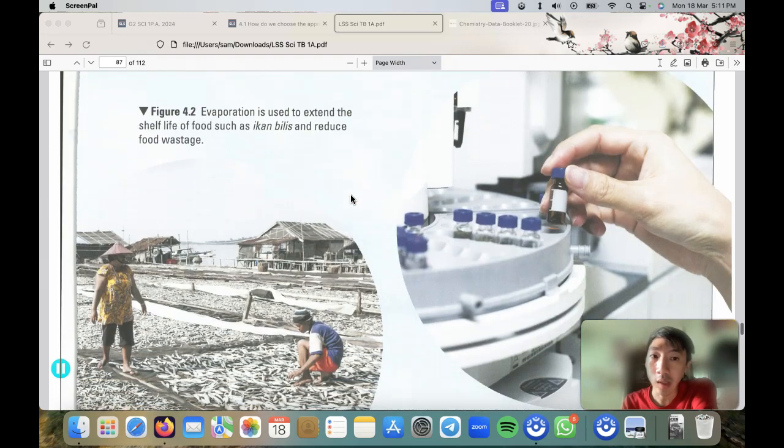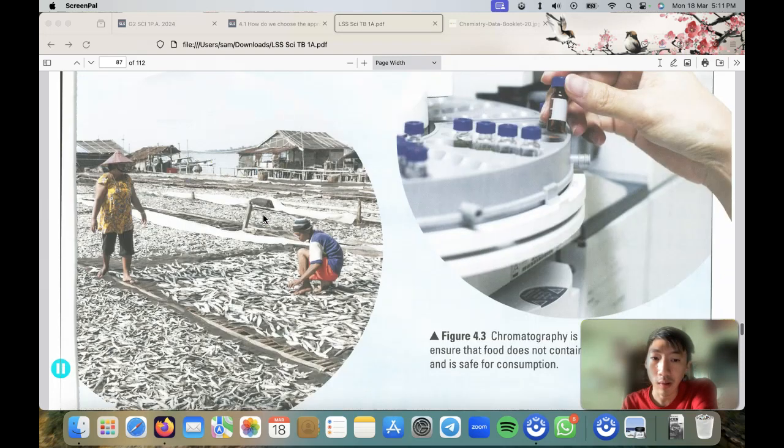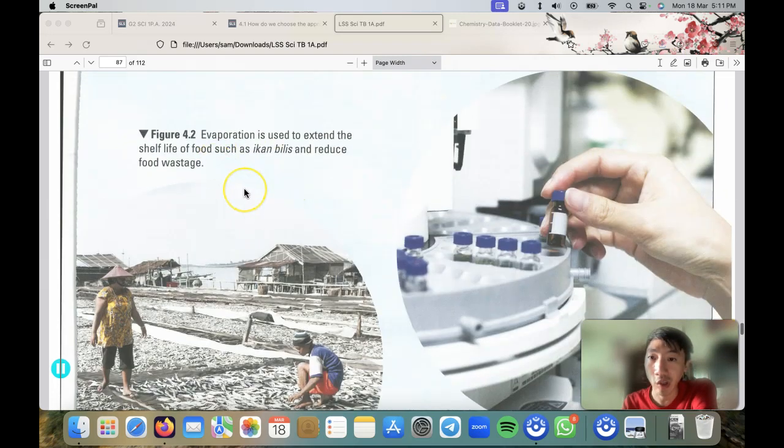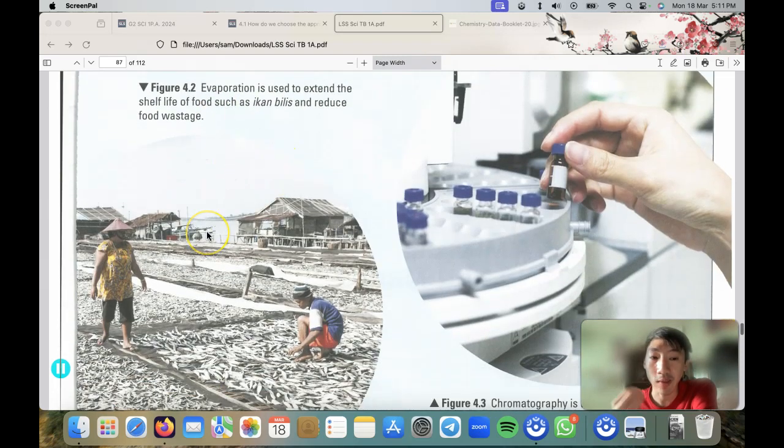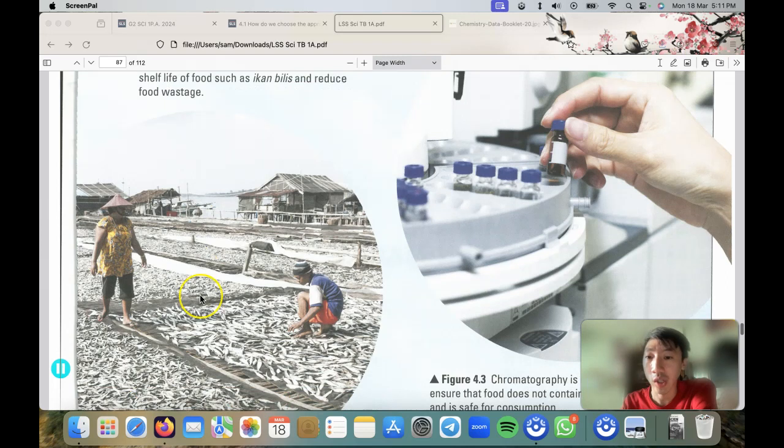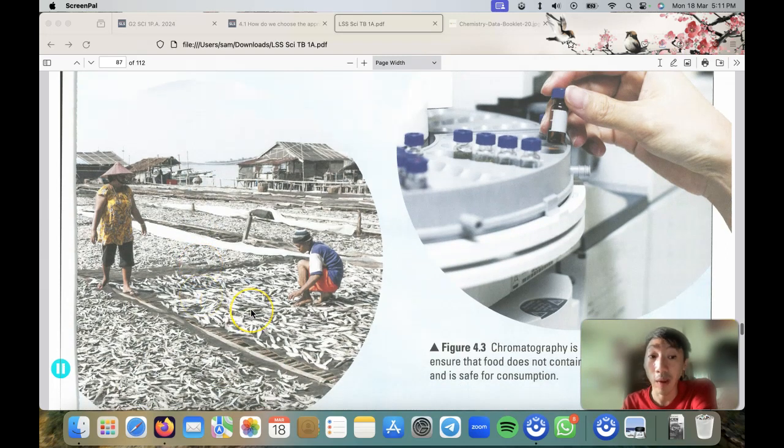So we also see in some countries, they use evaporation. What is evaporation? It is basically when you use heat energy, whether it's from the sun or from a heat source like a Bunsen burner, and you evaporate away the water molecules that are found in the object. So for example, a fish has some water, you evaporate all this water and it becomes dried ikan bilis.